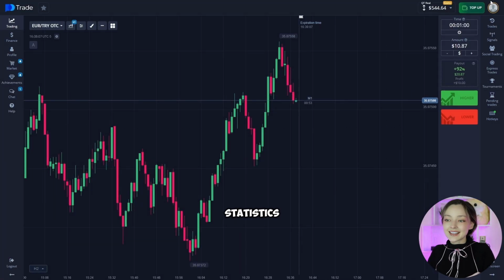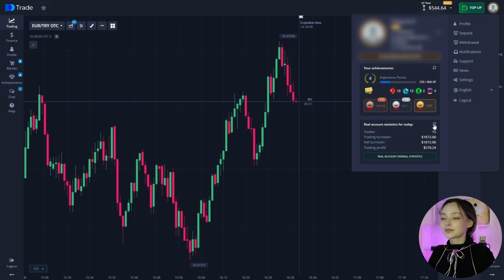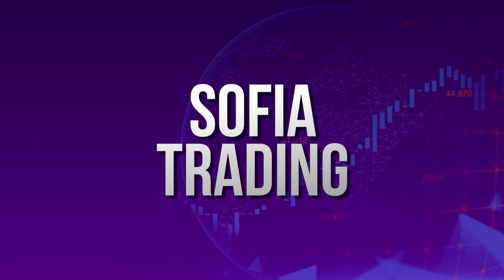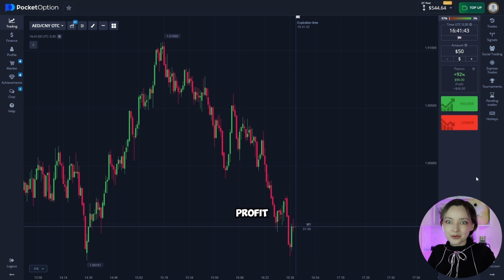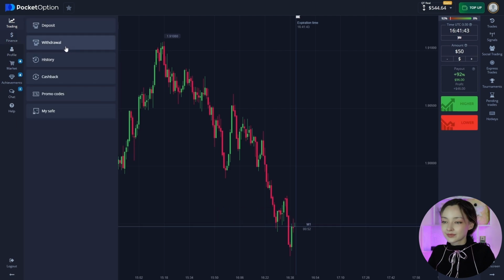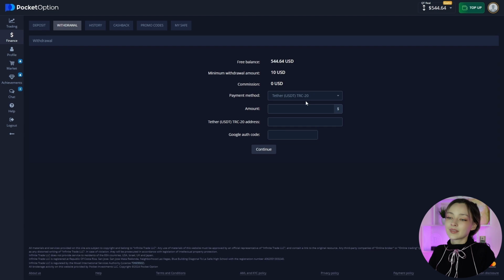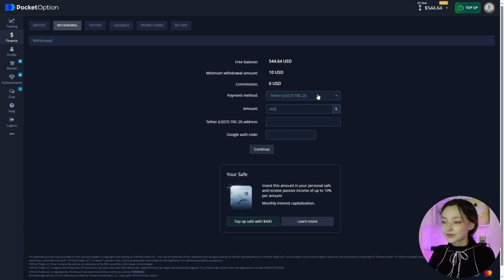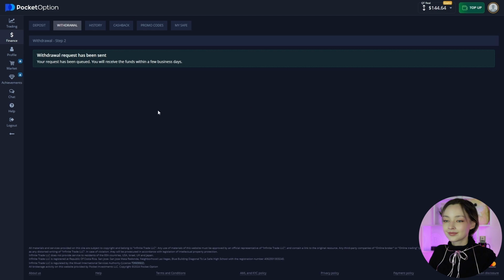Let's take a look at our statistics. Let's update first. So now let's withdraw the profit we made. Click on finance right here. Now withdrawal. Type in the amount right here. Enter in our wallet address right here. And the verification code. Click on continue. And our withdrawal request is successfully applied.